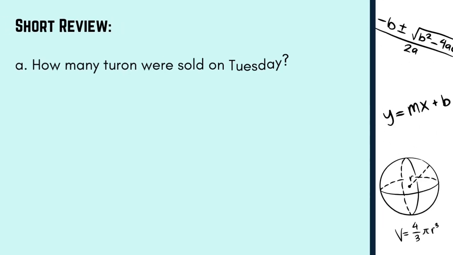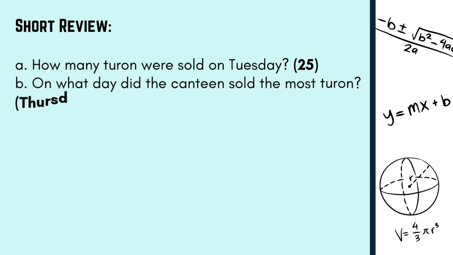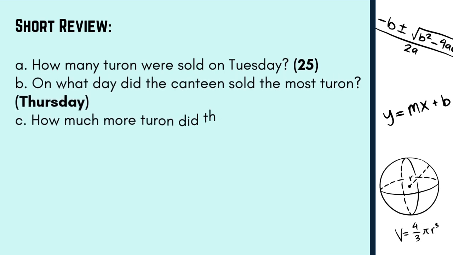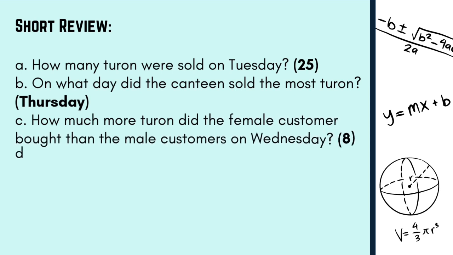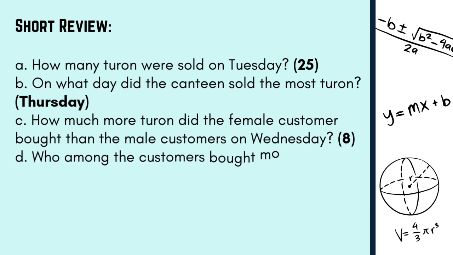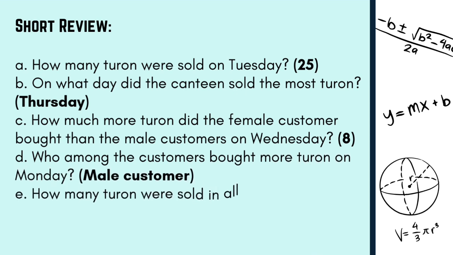So how many turon were sold on Tuesday? We add up those sold to male and female customers. So the total is 25. Then on what day did the canteen sell the most turon? So it's Thursday. How much more turon did the female customers buy than the male customers on Wednesday? So it's 8. And who among the customers bought more turon on Monday? So male customers.